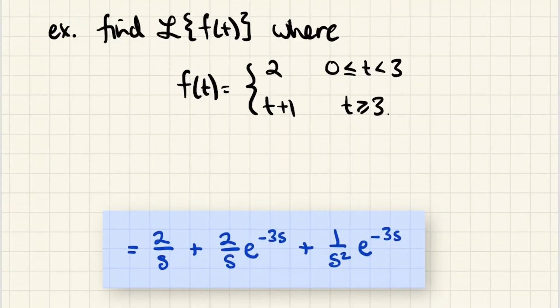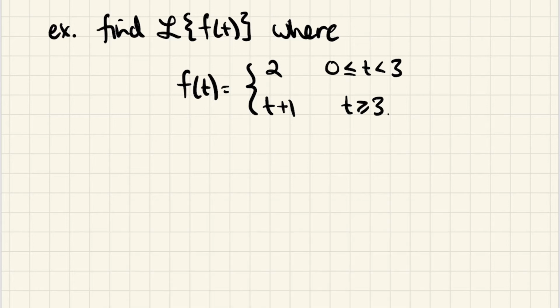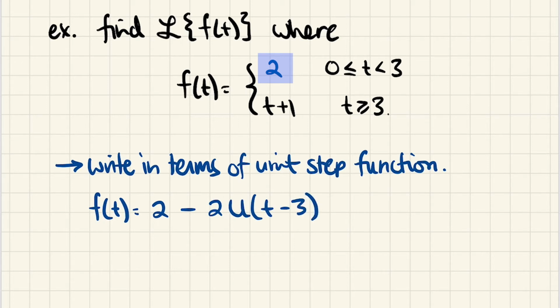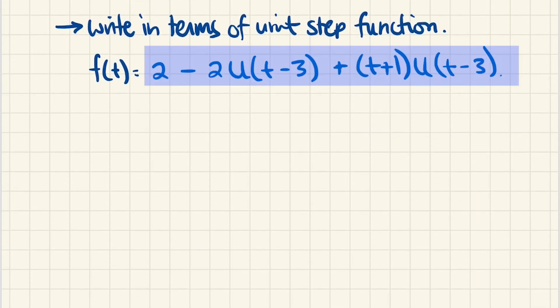So let's see if we get the same final answer, as of course we should, doing this using the second translation theorem with the unit step function. Our first job should be to write f in terms of the unit step function. So we know that f of t will be this guy minus this guy times the unit step function, and the relevant unit step function here is the offset by 3, so unit step t minus 3. And then we're going to add in the t plus 1 times the unit step function, again, t minus 3. All right, so all we have to do is Laplace this lovely thing.